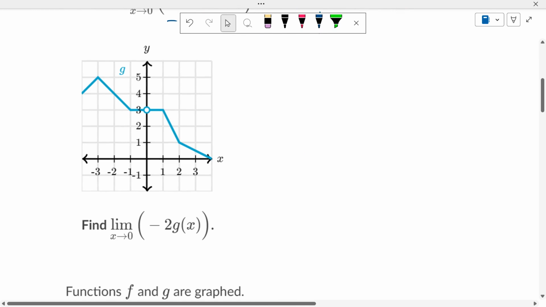Okay, for this one, the limit as x approaches 0 of -2 times the function. Well, what's the limit at 0 there, Carson? 3. So it's -2 times 3, which is -6. Easy peasy lemon squeezy.